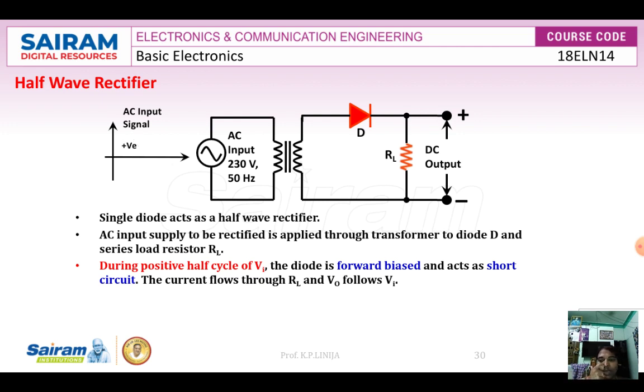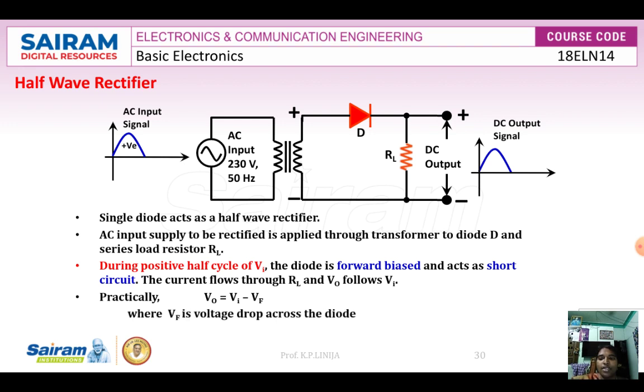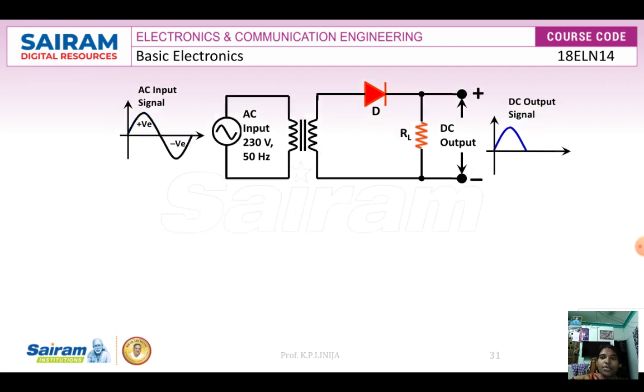Coming to the positive half cycle, the input is positive and the output is also positive. Then let us go to the negative half cycle. Therefore, for the positive half cycle, V naught can be written as Vm sine theta, and the output current is I equal to Im sine theta.